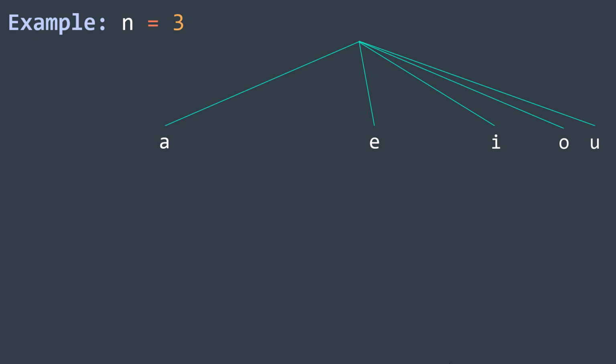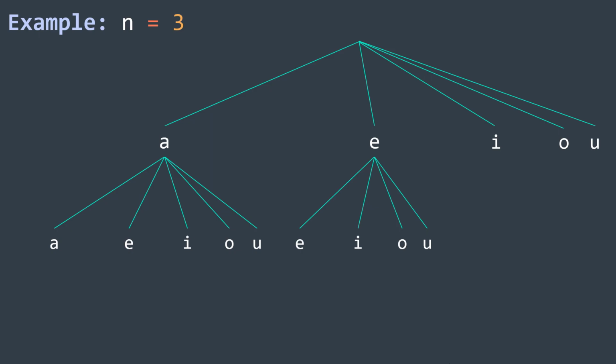But in the next level of the recursion tree, it won't always be the case. With the letter A, we can make the 5 calls because A is lexicographically smaller than or equal to all the vowels. But with the letter E, we can only make 4 calls. We cannot call with the letter A because E is greater than A and the string EA wouldn't be sorted. And with the letter I, we can only make 3 calls. With the letter O, only 2 calls. And with the letter U, only 1 call, the one where we add the letter U itself, because the only vowel that is not smaller than U is U.